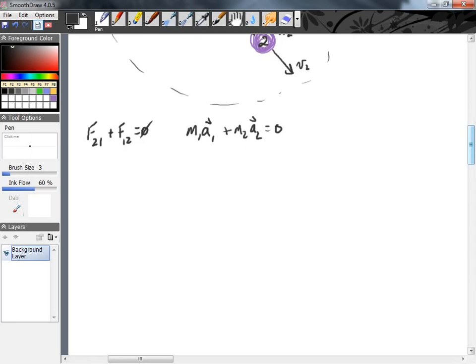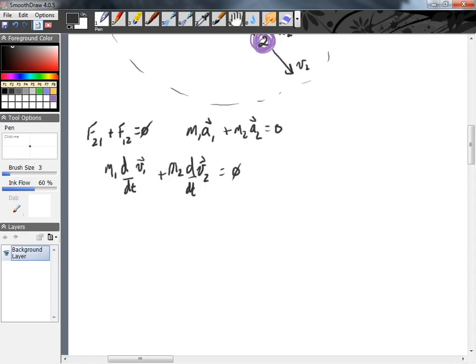So, being good, dutiful calculus students, we can rewrite this as m1 d/dt of v1 plus m2 d/dt of v2. And this will still equal 0. Well, another way of looking at this is that this d/dt is the operator, and the masses are constant. I hadn't assumed that yet. Assume the masses are constant.